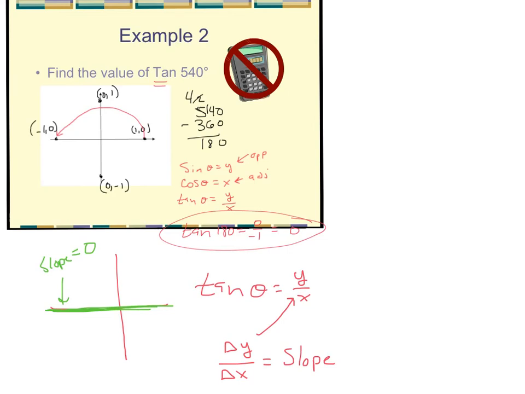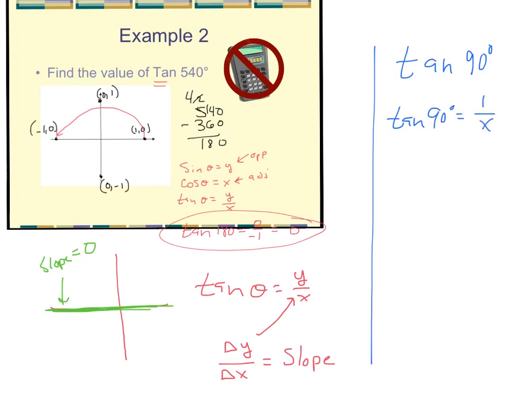By that same rationale, I'm going to do a quick extra example. If I asked for tangent of 90 degrees, tangent of 90 degrees is going to equal my y over x, and x in this example is 0. So that means tangent of 90 degrees is undefined.